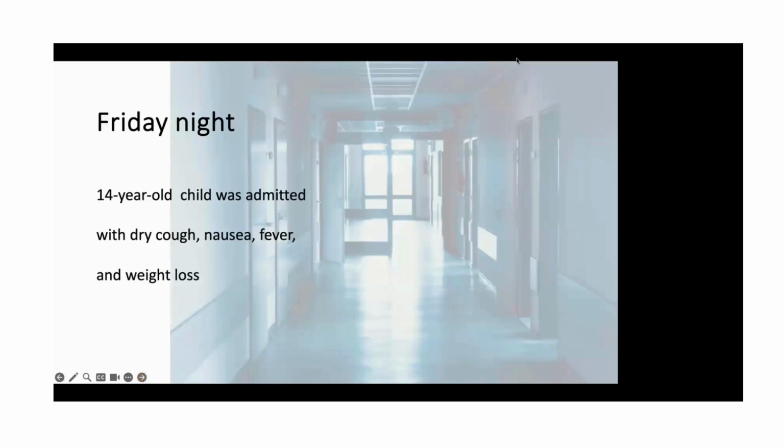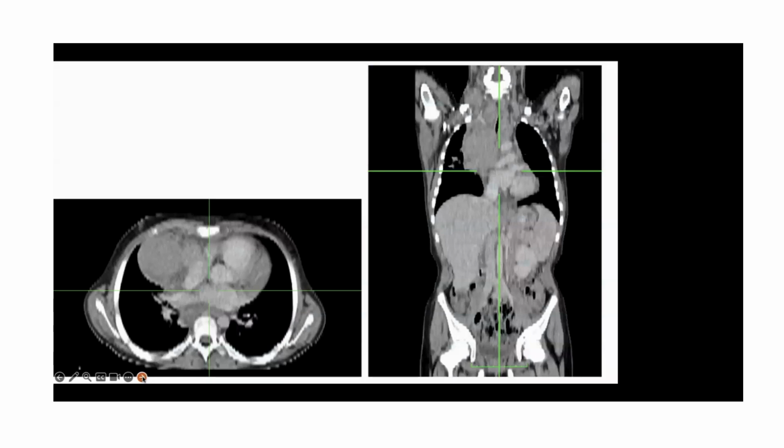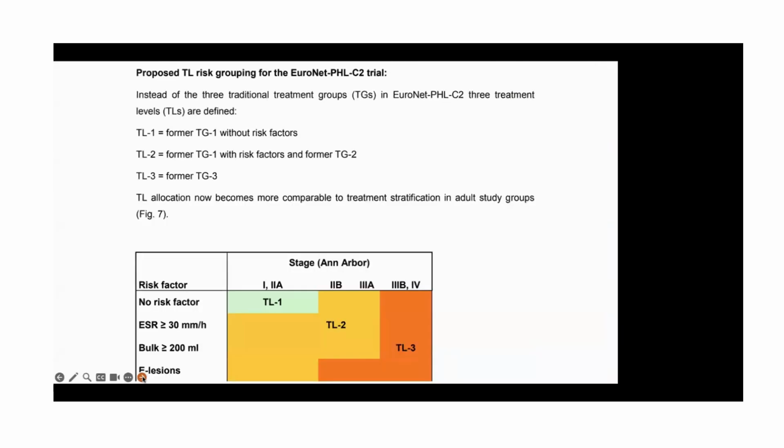At this point, let's return to the case that we started with initially. A 14-year-old child with dry cough, nausea, fever, and weight loss. Here we have this huge mass. And since the child was stable, the biopsy was done and it confirmed the diagnosis of Hodgkin lymphoma.